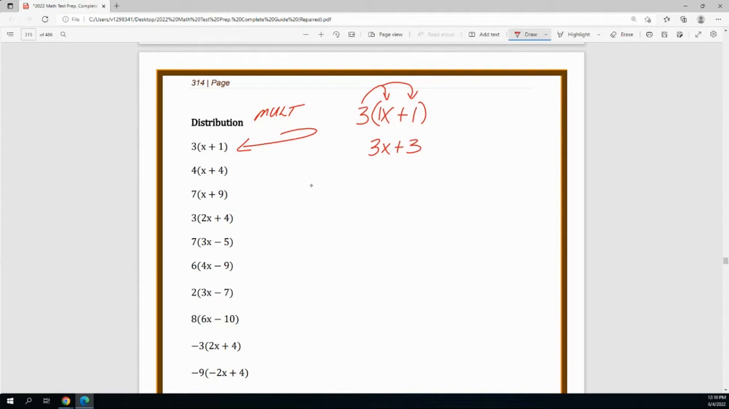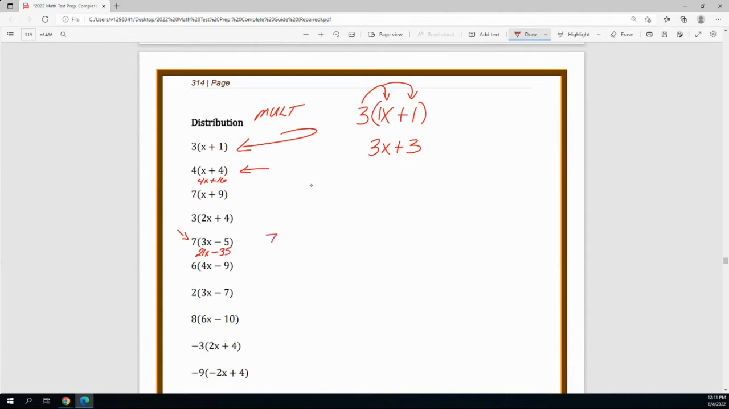So let's give it a shot. Our next one, 4 times x plus 4. So let's rewrite. 4 times x, 4x. 4 times positive 4, positive 16. Let's try another. Look at this guy. 7 times 3x, 21x. 7 times negative 5, negative 35. Do you see how I did that?